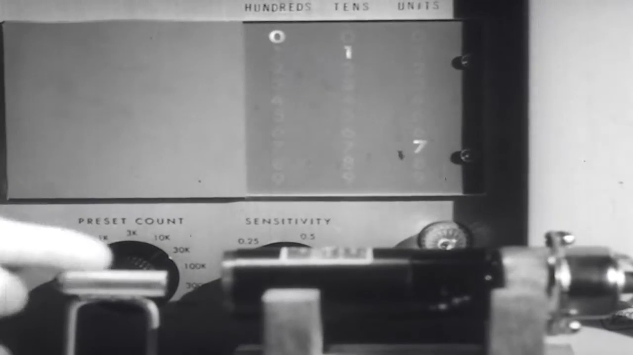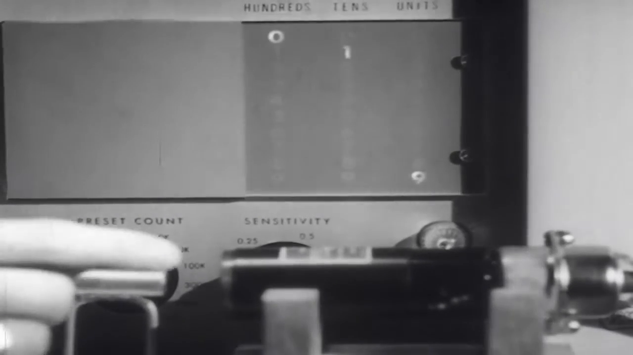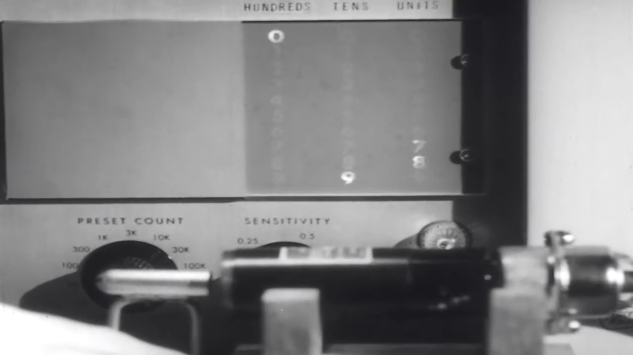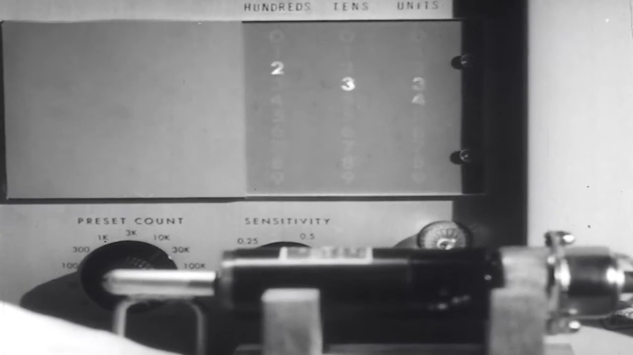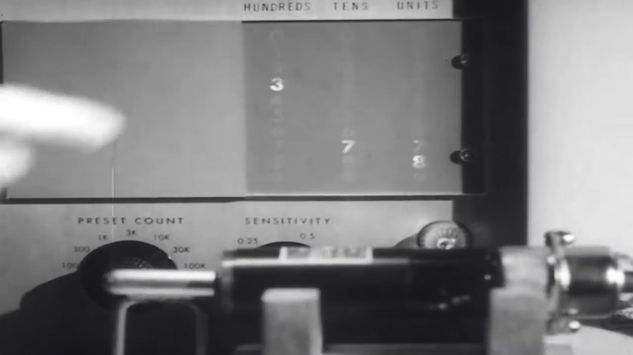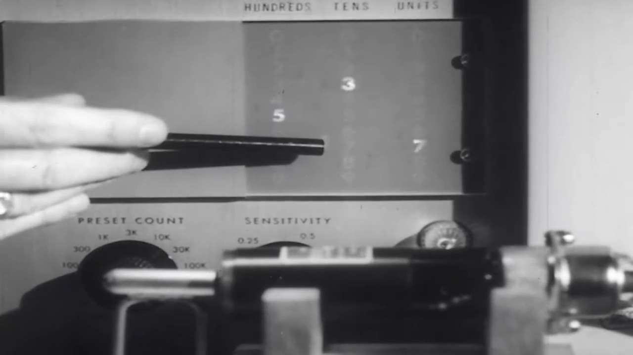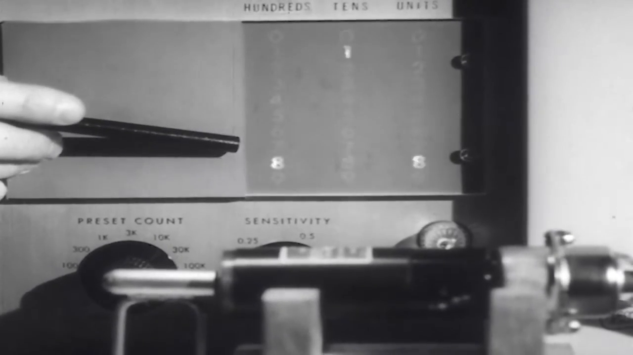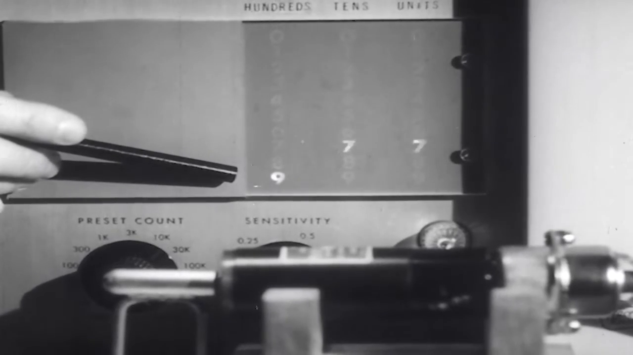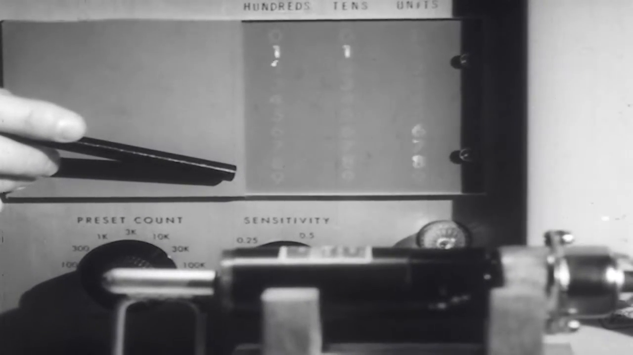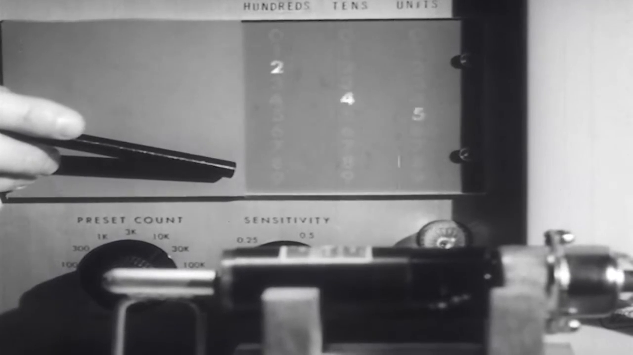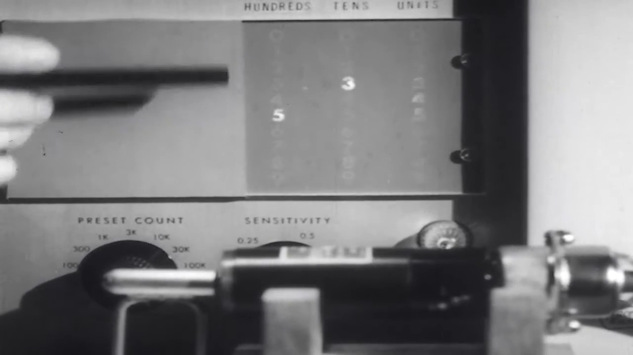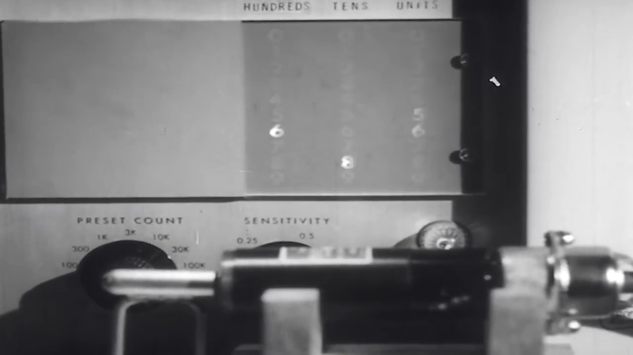Now I'm going to move the radioactive polonium here closer to the detector. This will increase the number of counts. The unit column is still random, but much faster than before. The tens column is pretty random, but watch the hundreds column. 600, 700, 800, 900. These are quite regular. There is some fluctuation, and this fluctuation would be even smaller if I took 1,000 counts at a time. This is just the law of large numbers.